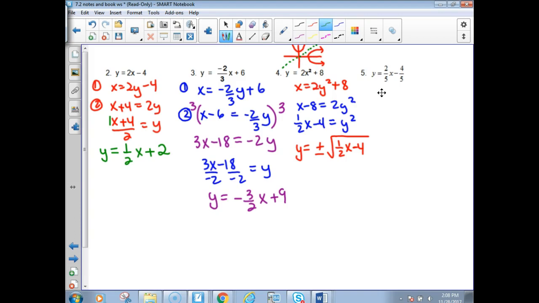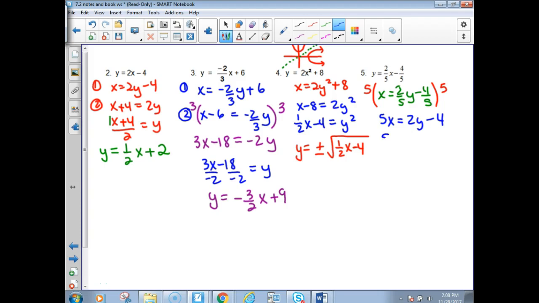Okay, moving on. All right, switch x and y. 2/5 y minus 4/5. I'm thinking I'd like to get rid of those fractions. How about you? Clear them out? Sounds like a plan to me. I'm going to multiply every term by 5. A little reminder of how to clear out fractions. 5 times x, we would bring down, equals 2 times y minus 4. I just cleared out the fractions by multiplying by 5.